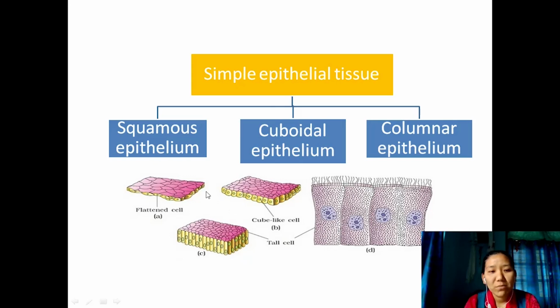And squamous, cuboidal and columnar cells may also bear cilia. You know that cilia are hair-like structures which beat constantly in a particular direction. If cilia are present, then we call it ciliated epithelium. So it can be cuboidal or it can be columnar. Now let us see where they are found and how they function.